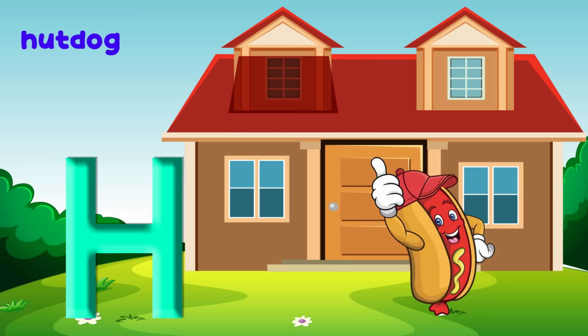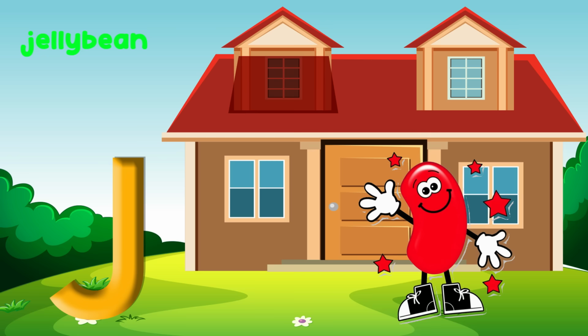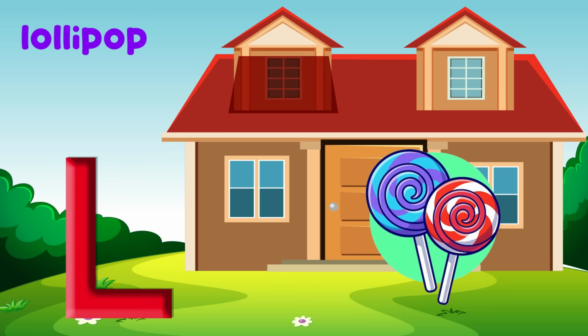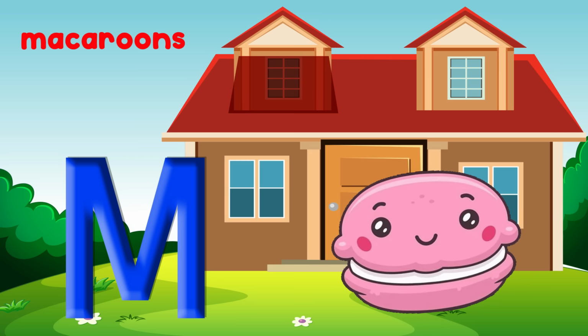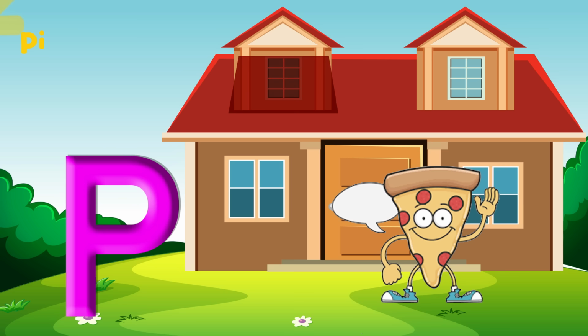I is for ice cream, ice cream. J is for jelly bean, jelly bean. K is for key lime pie, key lime pie. L is for lollipop, lollipop. M is for macaroons, macaroons. N is for noodles, noodles. O is for omelette, omelette. P is for pizza, pizza.